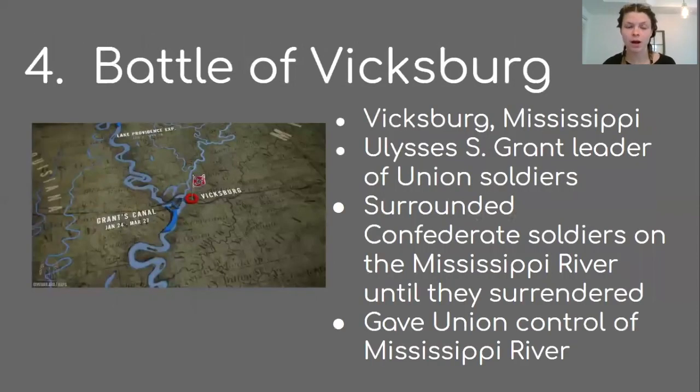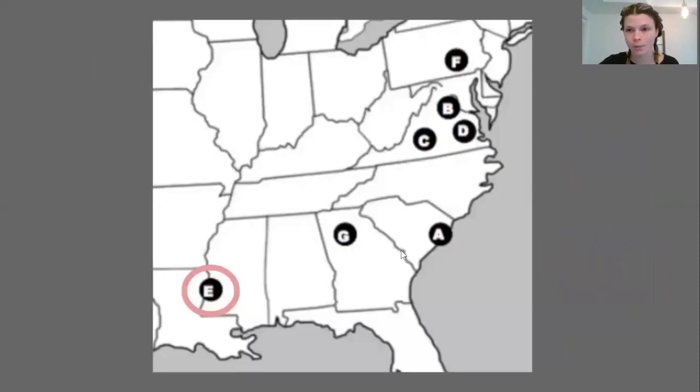After the Emancipation Proclamation, the war starts to change, and you'll see that here. Battle of Vicksburg was in Vicksburg, Mississippi. Ulysses S. Grant becomes the leader of the Union soldiers. They develop a plan to surround Confederate soldiers on the Mississippi River until they surrender. And this is going to achieve that first goal of the Union controlling the Mississippi River. Vicksburg is in Mississippi and is letter E on our map.